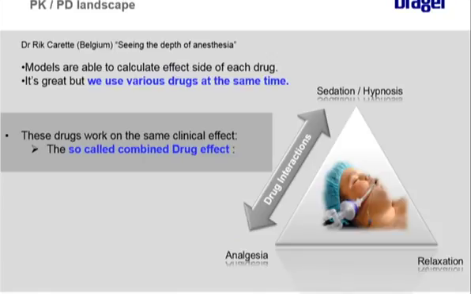The other thing, and it's one of the major backgrounds behind SmartPilot View, you know these slides better than I do: the sedation, the relaxation, and the analgesia with all these opioids. The main challenge, as Dr. Rick from Belgium tells, is that models are able to calculate the effect size of each drug individually, but you are using different drugs, and the major thing is the drug interaction between the two drugs. Sometimes 1 + 1 might equal 20, and sometimes 1 + 1 might equal 0.5. This is one of the backgrounds of the SmartPilot View.